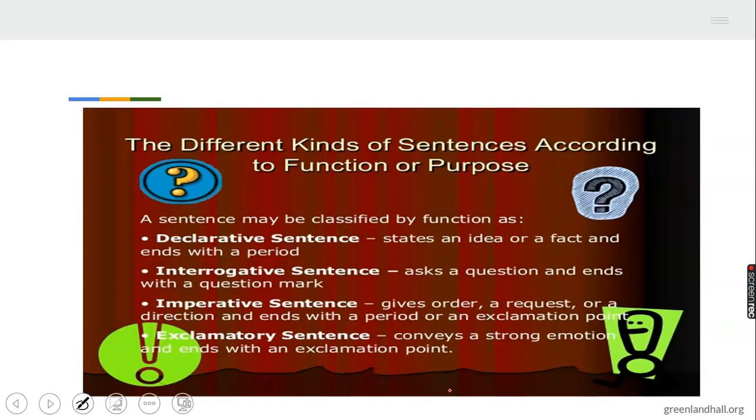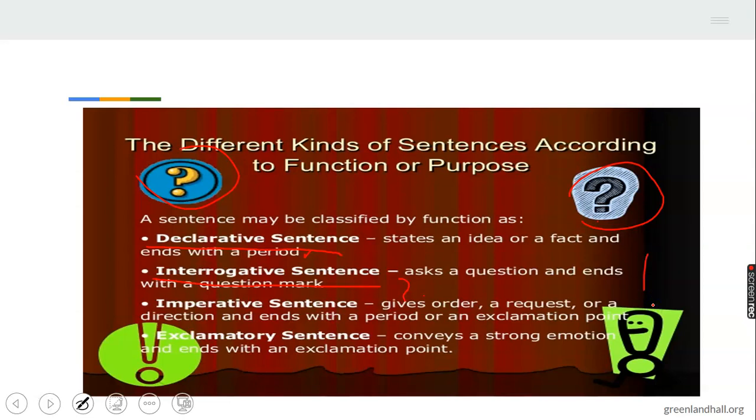Now let's go to the different kinds of sentences according to their function. I'll be telling you about 4 sentences. The first one is the declarative sentence. It states an idea or a fact and ends with a full stop, period. Period means full stop. Now we have another one, the interrogative sentence. It asks questions and ends with a question mark. This is a question mark here. Then the imperative sentence. It gives an order, a request, or a direction, and ends with a full stop or an exclamation mark.